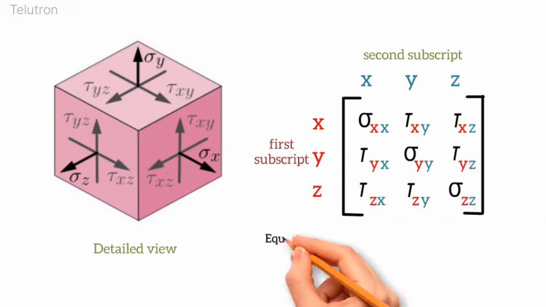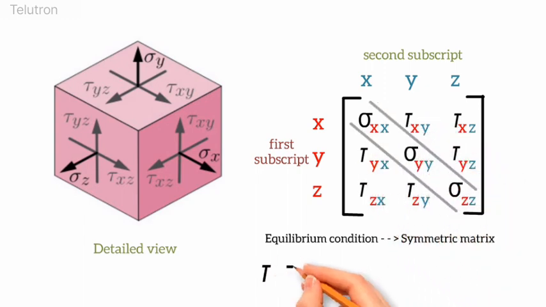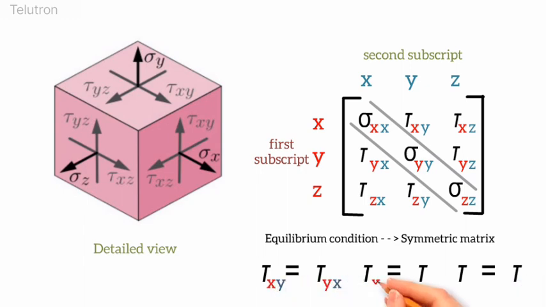When we consider the equilibrium condition for the material, the matrix will form a symmetric matrix. That means the shear stresses of the opposite pair become equal and cancel out each other.